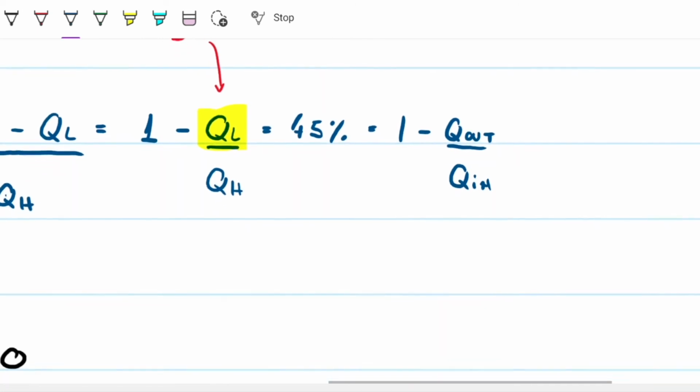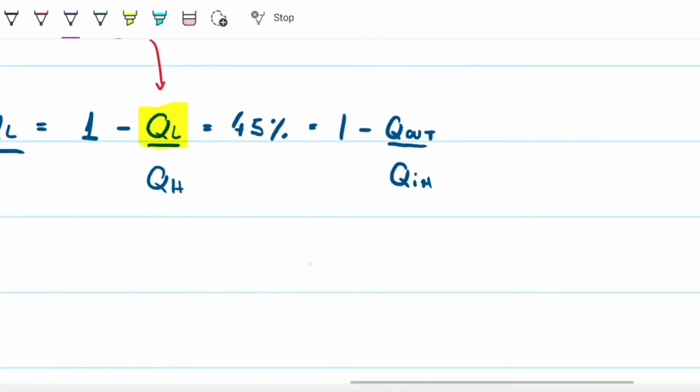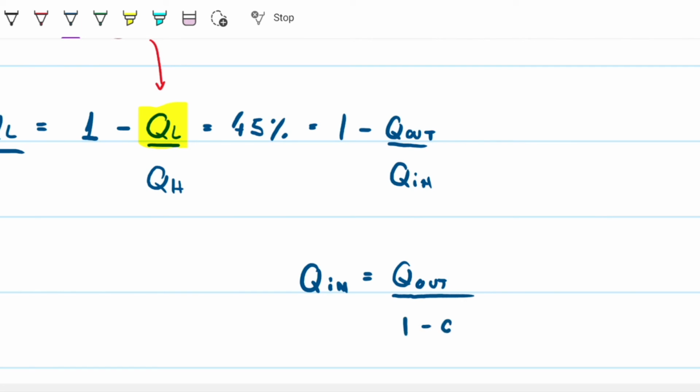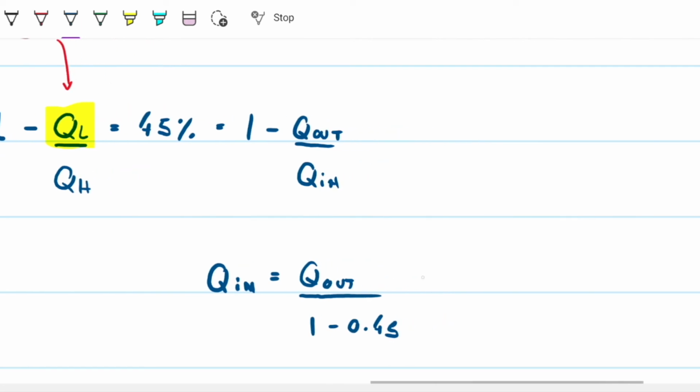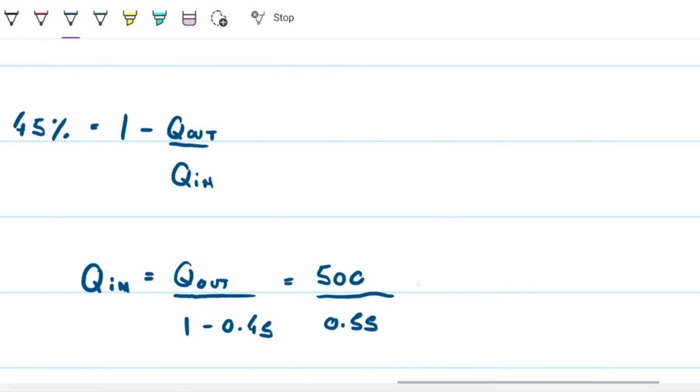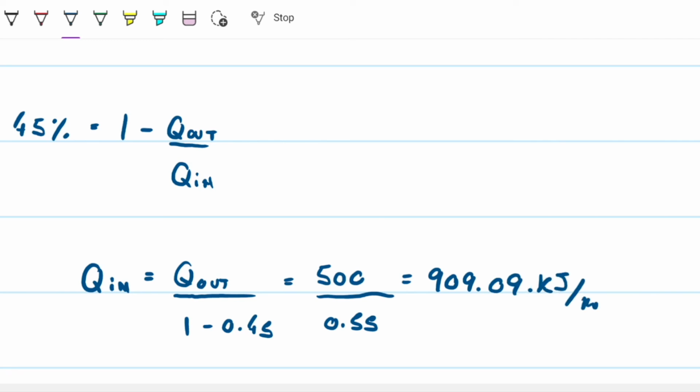Okay, so let's just solve this quickly. Q in will be equal to Q out over 1 minus 0.45. So that means that this is equal to 500 divided by 0.55, and this is equal to 909.0909. It keeps going. So just kilojoules per kilogram. Okay, that will be our answer right there.